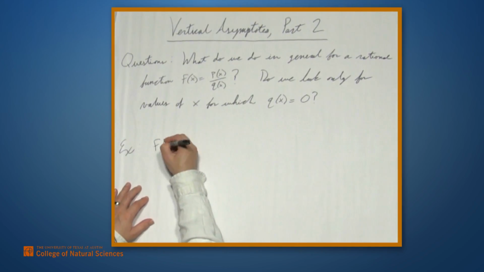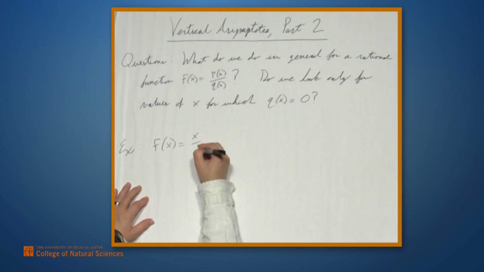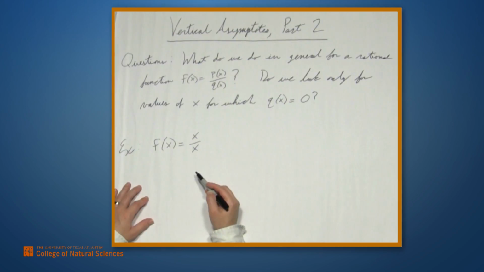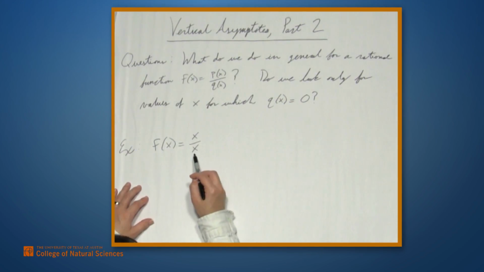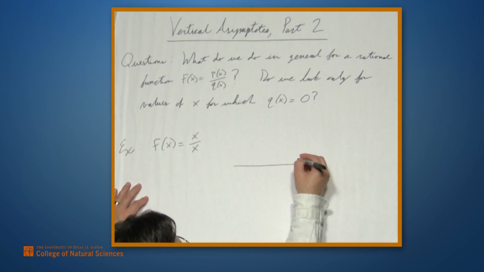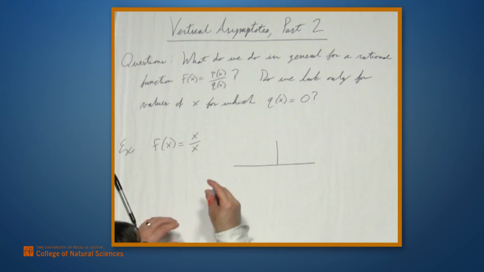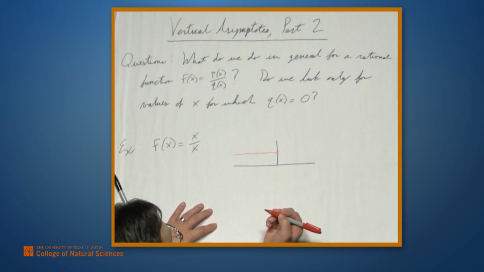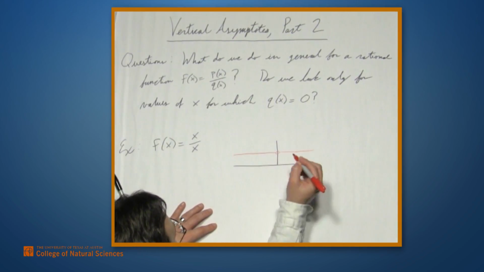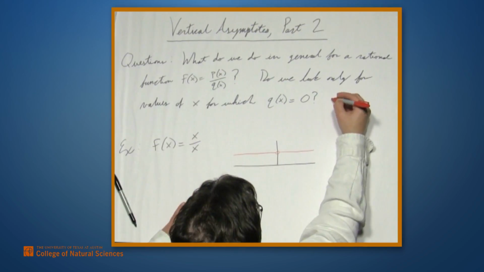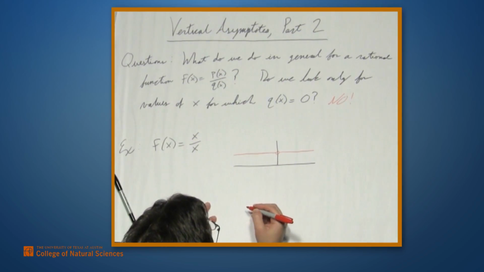Suppose that f of x equals x over x. It's tempting to say that f of x equals x over x is simply the constant function 1. But note that since we're defining it with this formula, we can't plug in x equals 0. So this function isn't defined at 0. Its graph, therefore, looks something like this. It's constant 1 all the way up to 0. There's a hole at 0. And then it continues. So, do we look only for values of x for which q of x equals 0? The answer to that is no.